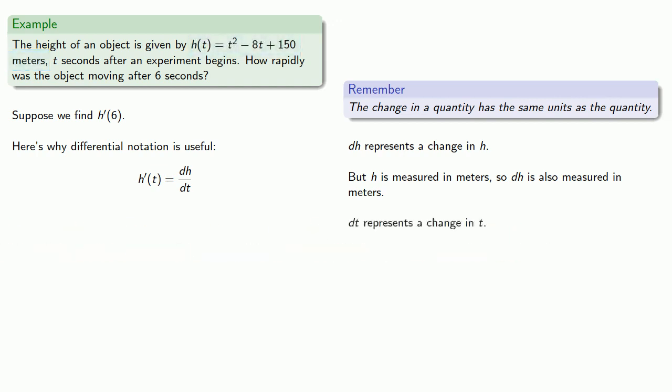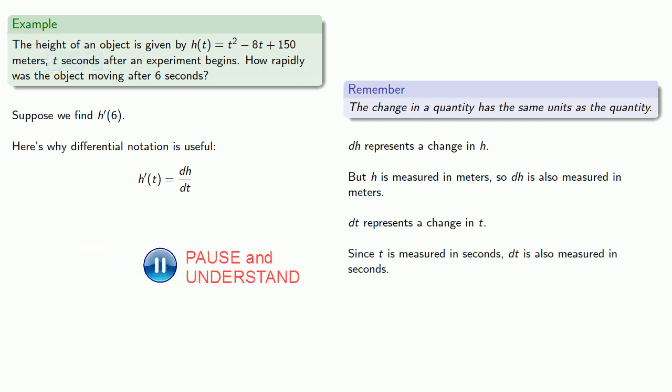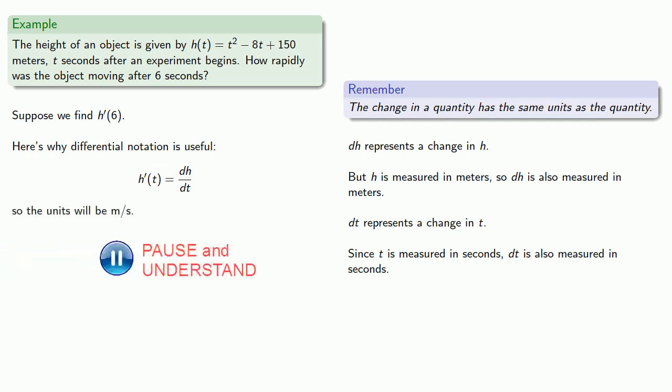dt represents a change in t, our time, and since our time is measured in seconds, dt is also measured in seconds. And so while it might not be clear what the units of h prime of t are, the units of dh dt will be meters over seconds.